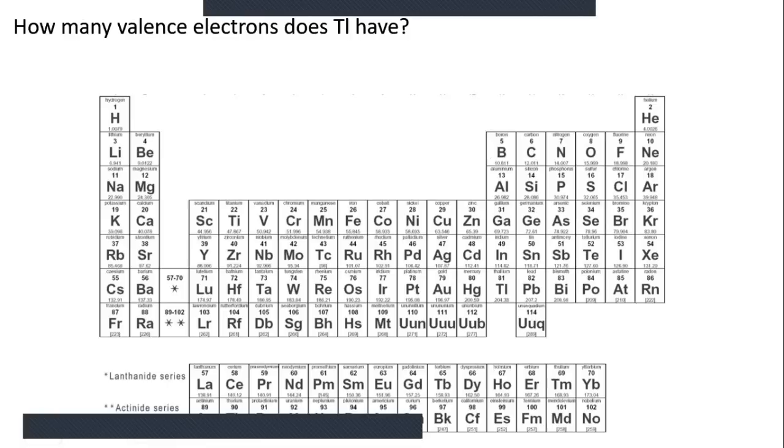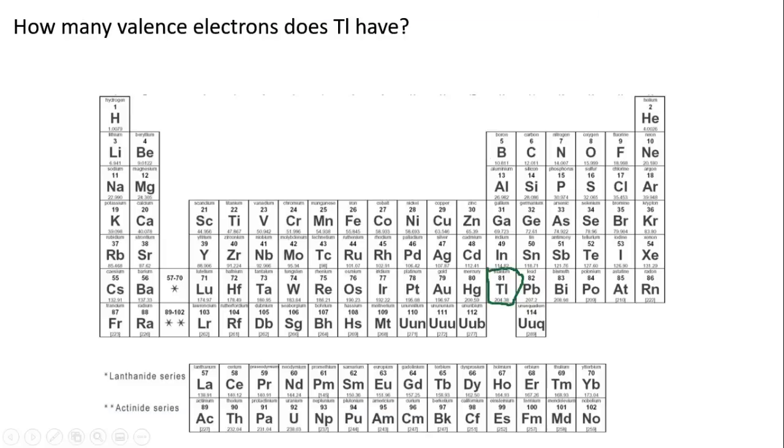Next, we have thallium. How many valence electrons does thallium have? Thallium is located right here. We want to know how many valence electrons thallium has. The preceding noble gas is xenon, so we're going to start from xenon and do the rest. Let's write the shorthand electron configuration of thallium. I'm going to start with xenon.